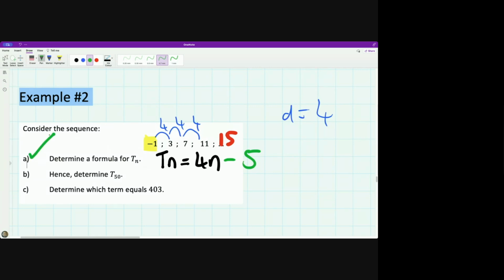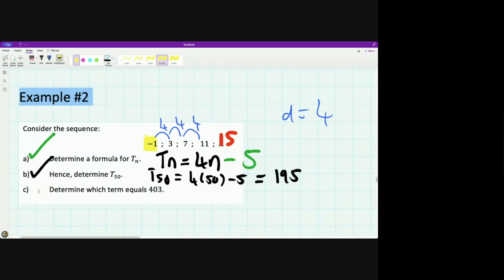So let's try and do B and C together. So I'm just going to use my hard work over here. So the 50th term is 195.